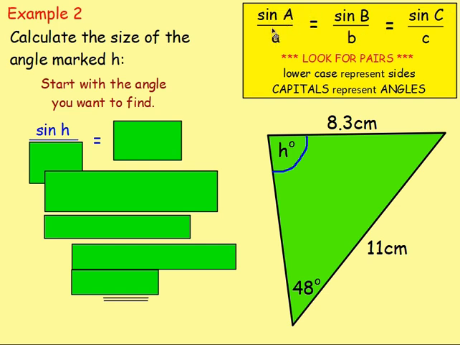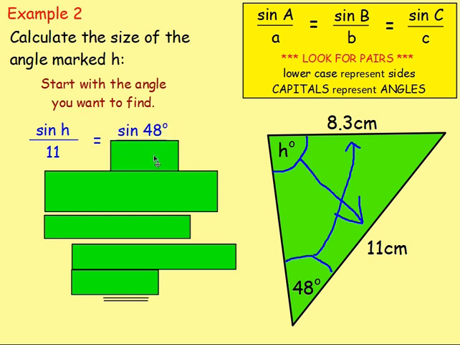So it'll be sine H, and we're dividing that by its pair. What is H paired up with? The side across from it. So it'll be sine H divided by 11. And that will be equal to our other pair: the 48 degrees and the 8.3 centimetres. What's going to go on top? Sine of 48, because it's sine of the angle. So it's going to be sine 48 divided by 8.3.